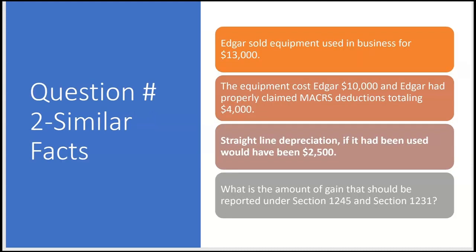All right, question 2. Very similar facts to question 1. Edgar sold equipment used in business for $13,000.